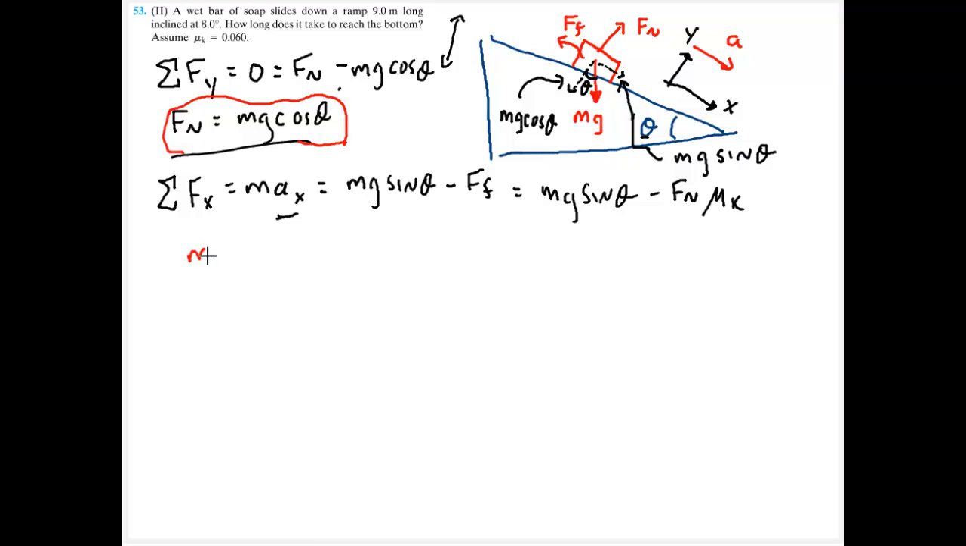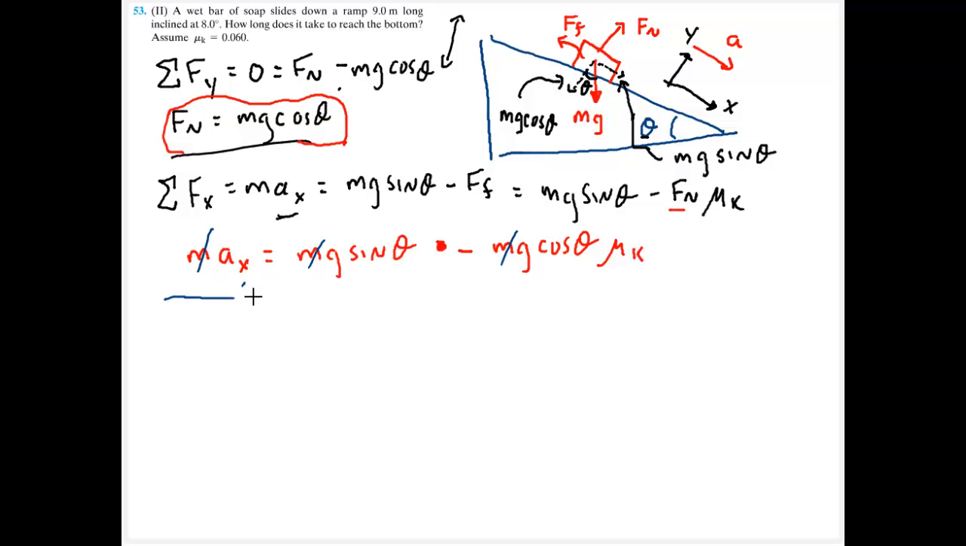So the mass multiplied by the acceleration in the x direction is going to be the mass times gravity sine theta. That's the weight in the x direction. And then minus mass, gravity, cosine theta, and mu sub k. So I've simply rewritten the normal force with what I know from the y direction. As you'd expect, mass doesn't matter. And here I have now an expression for my acceleration in the x direction.